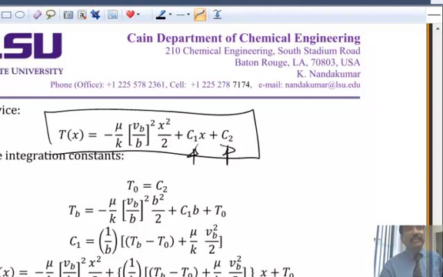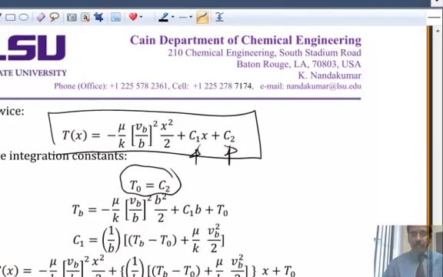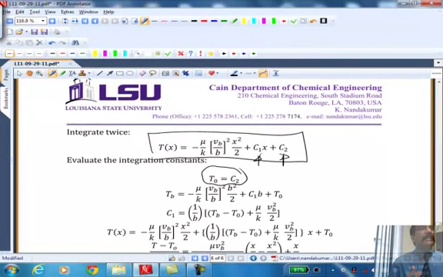That is at the lower boundary, x is equal to 0. So T is equal to T naught gives you C2 equal to T naught. Okay. And at the upper boundary, T is TB, but x is B. So you have to substitute for B. X squared becomes B squared. So that's a little bit messy equation. So you need to extract C1 out and move everything else to the right hand side. And then put back the two integration constants.